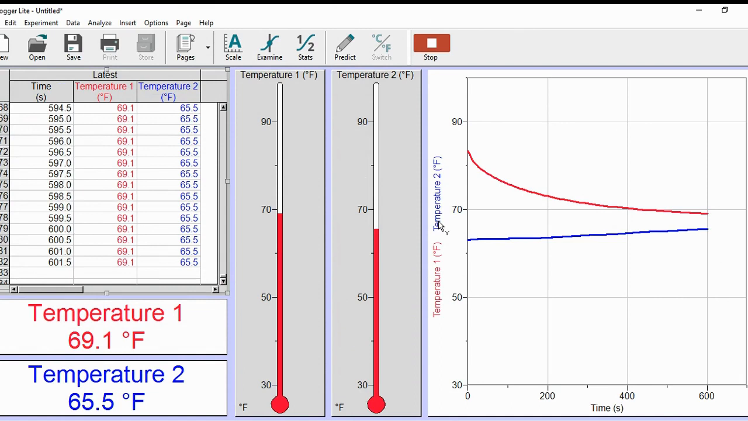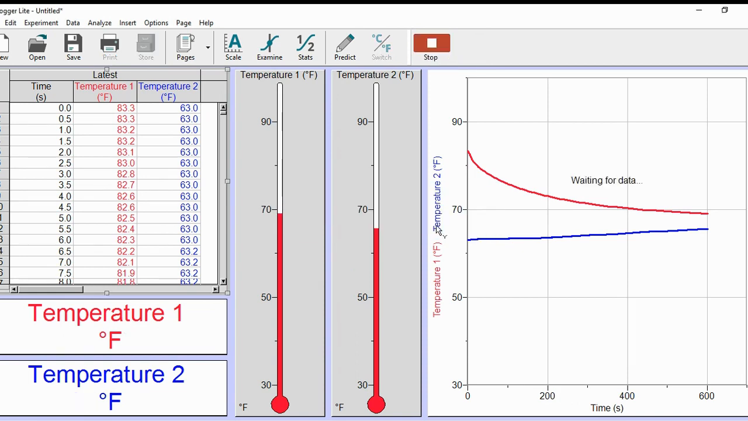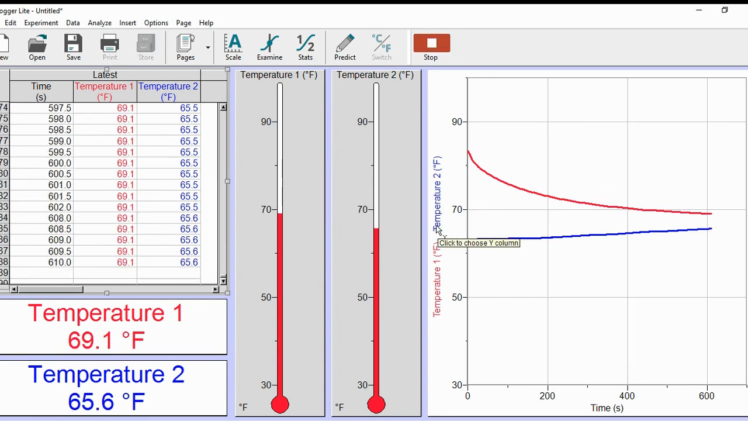Okay, young scientists, we are back at the 10 minute mark. Let's continue to see what our data is doing. We have been going for 10 minutes. Our temperatures have changed. As you notice, we've got a large curve coming down on our hot side with the temperature number one in the red line.